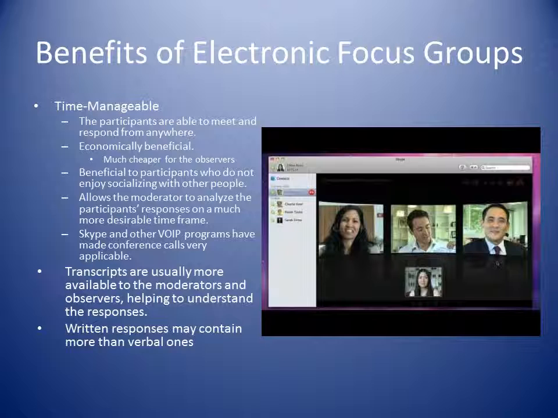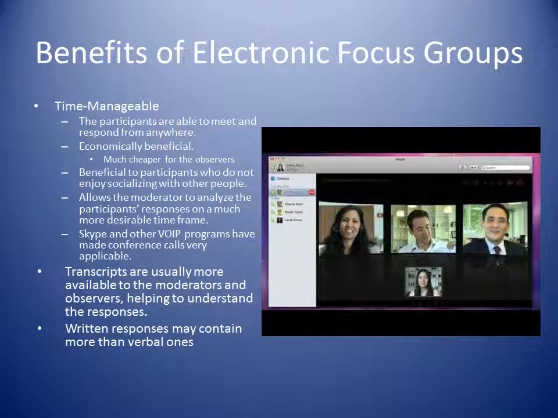They're beneficial to participants who do not enjoy socializing with other people, and to people who may appear shy at meetings and are not very inclined to give their personal feedback. They also allow the moderator to analyze participants' responses on a much better time frame, because they give them actual time to respond to their questions as opposed to having to do it live.